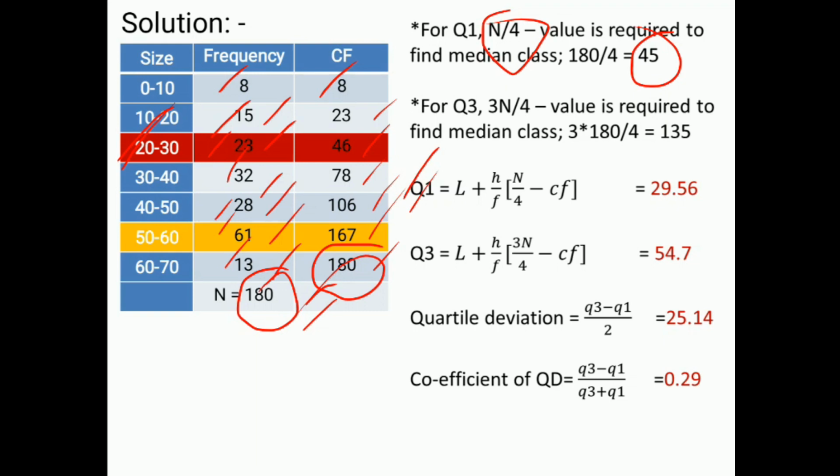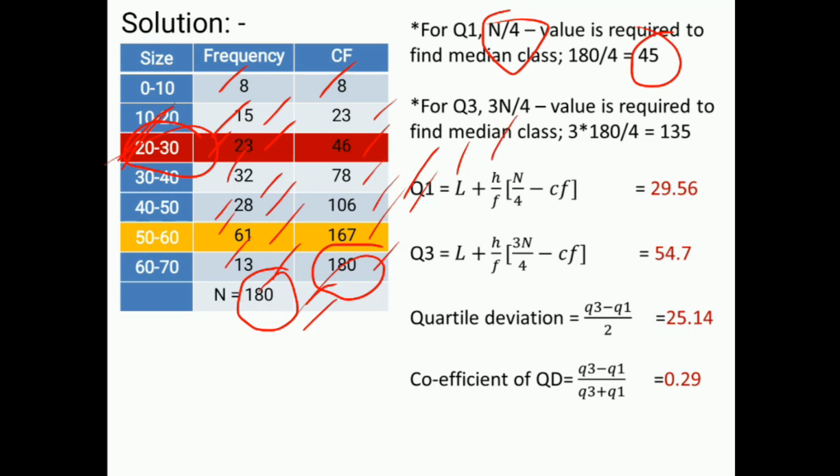So applying the values in the Q1 formula. What is L? L is the lower limit of the class interval, that is 20. L will be 20 plus h divided by f. h is the width of the class interval. The class interval is 20 to 30, so the width, the difference between 20 and 30, is 10.